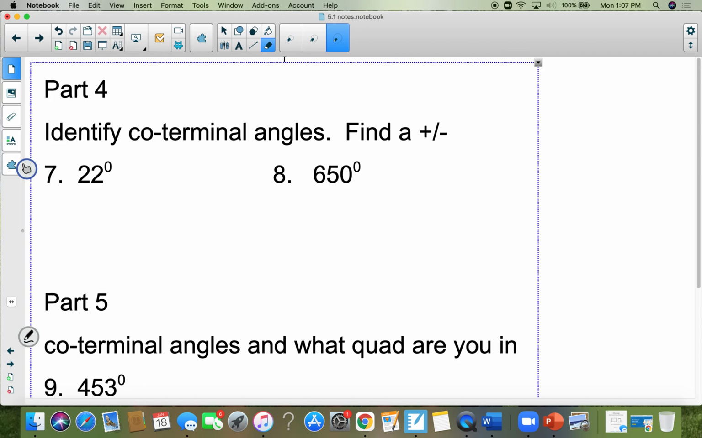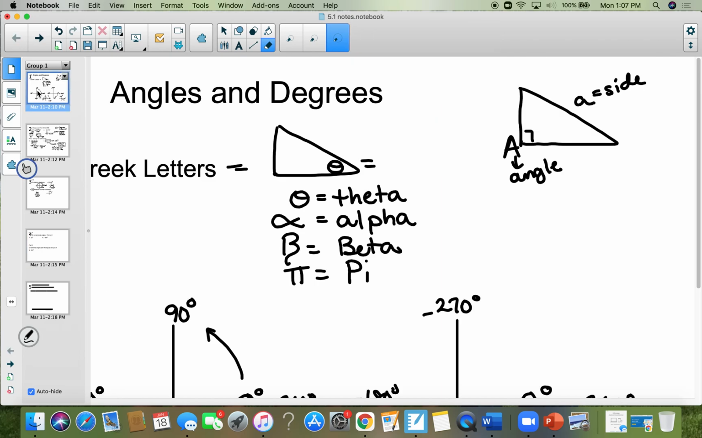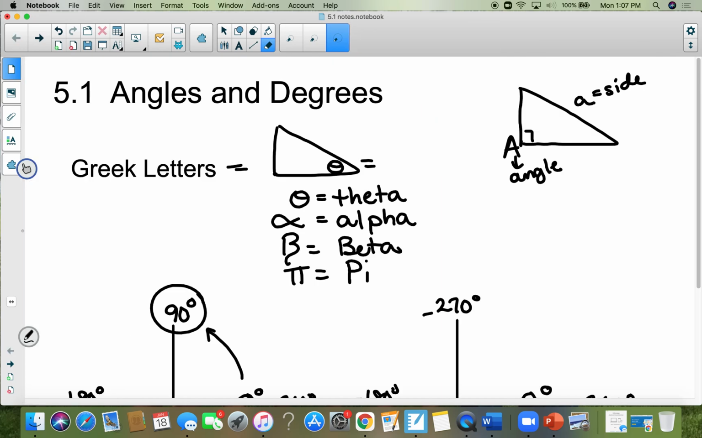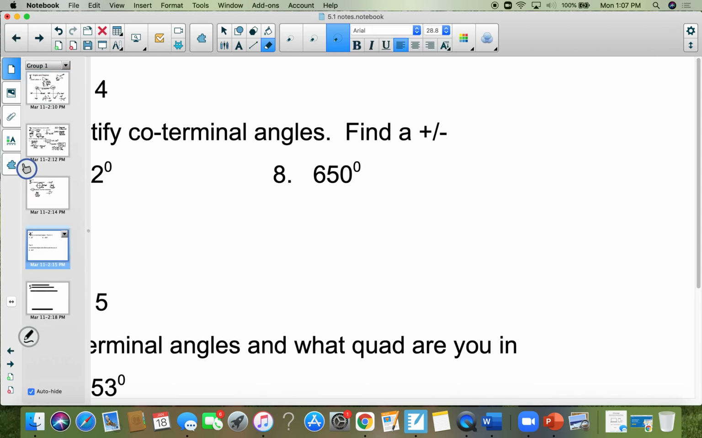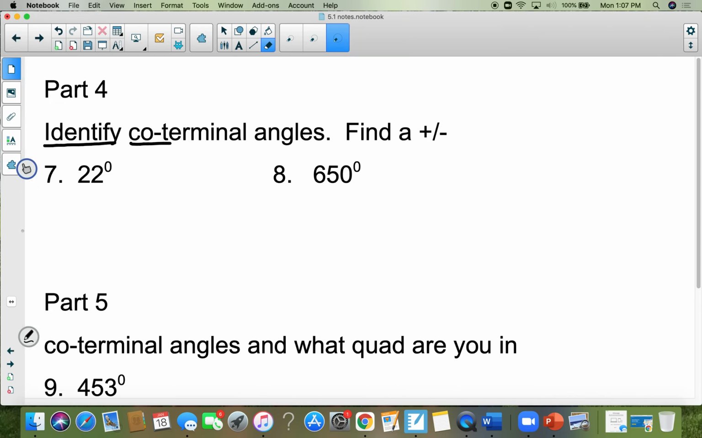The next part, identify coterminal angles. So what are coterminal angles? I want to go back to the first page. And this angle right here, 90 degrees, and this angle right here is negative 270 degrees. These are called coterminal angles because they land in the same spot on an XY coordinate plane. So, how do you land in the same spot? On the test, they want you to identify a coterminal angle that's positive and negative.